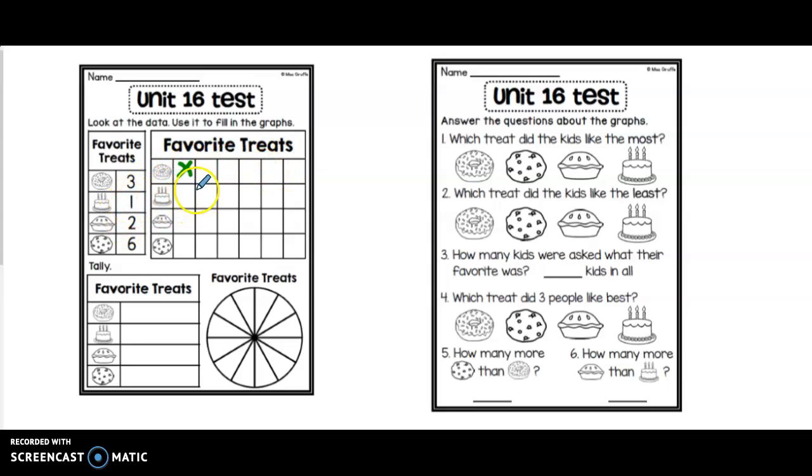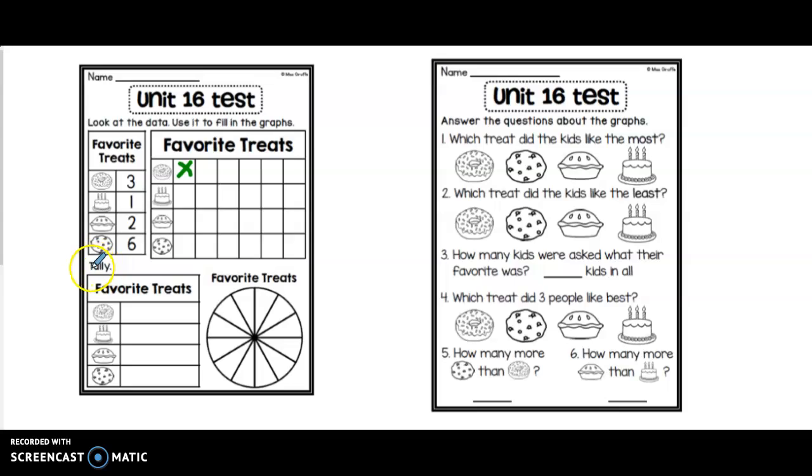You just need to make sure that the number that you fill in matches the number that's next to it. And the only thing that's different about this graph is that it's going horizontally, and we've been working on graphs that are vertical, but either way, it's showing the same information. So just count all the way across for how many kids have chosen their favorite treat.